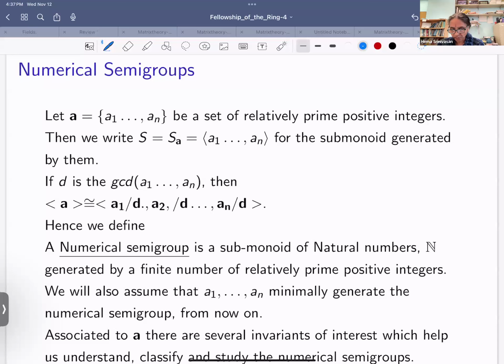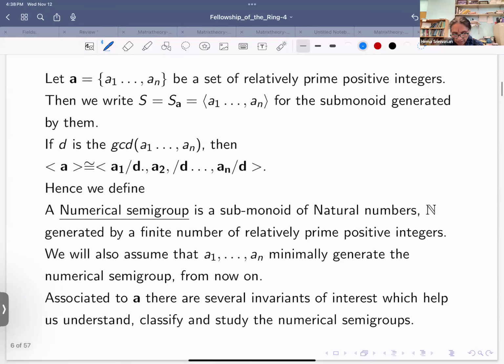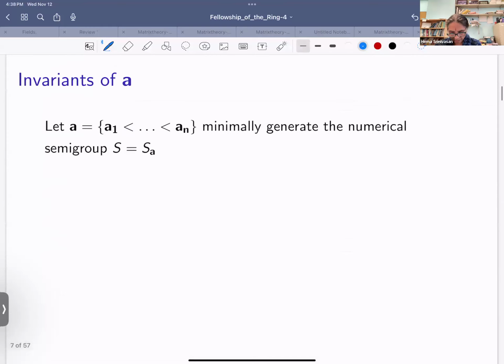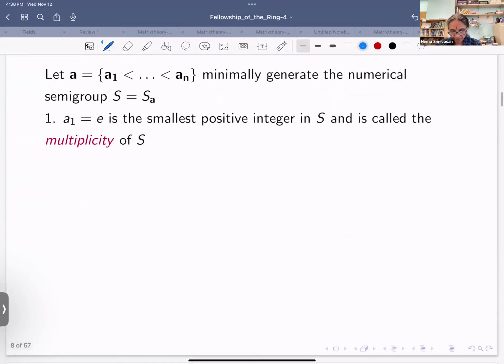Let me set up some of the notation for our numerical semigroups. I start with this set of relatively prime positive integers we mentioned, and S will be the semigroup, or submonoid, generated by them. A numerical semigroup is a submonoid of the natural numbers generated by a finite number of relatively prime positive integers. We will also assume these generators minimally generate the numerical semigroup from now on. There are several invariants of interest which help us to understand, classify, or study numerical semigroups, and I thought I'll mention some of them.